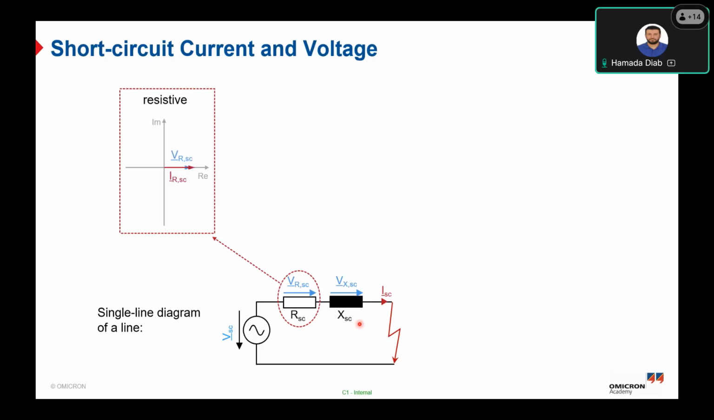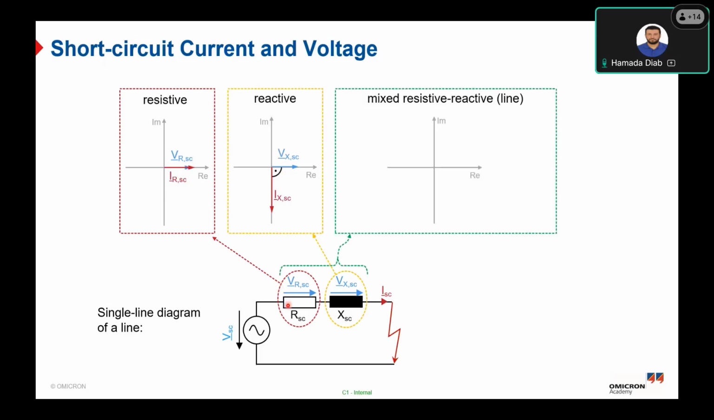So if we have a purely resistive load, the voltage and the current will be in phase, which means there is no phase angle difference between the voltage and the current. But if we have inductive reactance, as you can see here, the current will lag the voltage by an angle of 90. The combination of resistive and reactive load is what happens in most overhead lines and underground cables. So here is the relation between the short circuit current and the short circuit impedance.